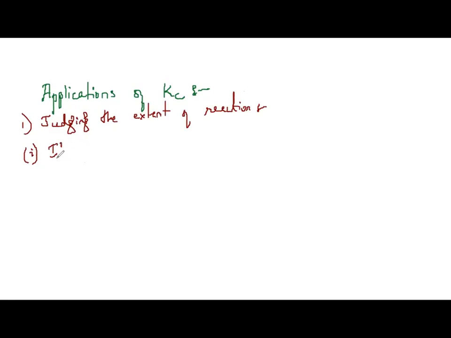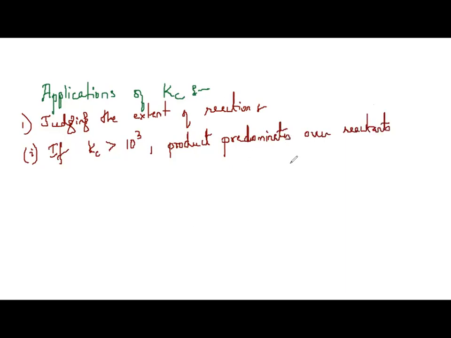If Kc, that is equilibrium constant, is more than 10 raised to 3, it means product predominates over reactants. So product predominates means what? It means the reaction is proceeding towards the product side.